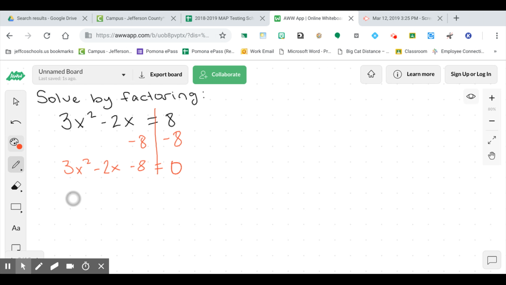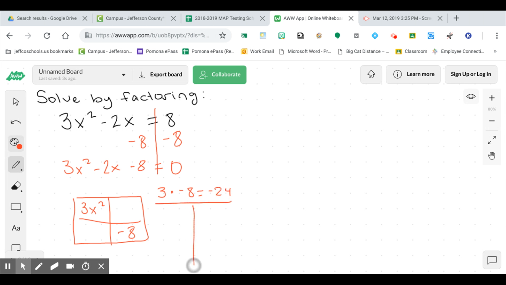So with unboxing, I'll go and set it up. Remember, first term, first box. Last term, last box. We'll multiply those two numbers out to the side. 3 times negative 8 is negative 24. So I'll start thinking about numbers that times out to negative 24. Not going to worry about the negative yet. I'm just going to work out the 24. So that's 1 and 24, 2 and 12, 3 and 8, 4 and 6.